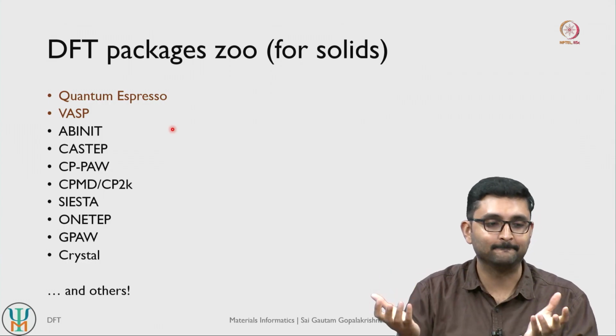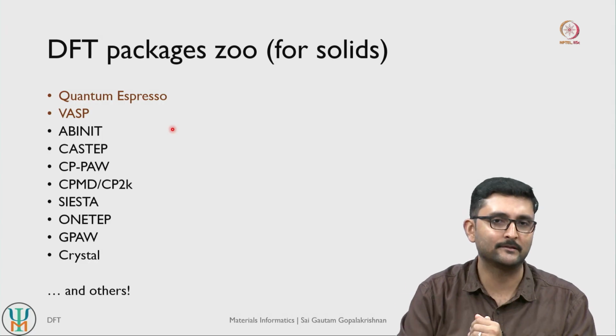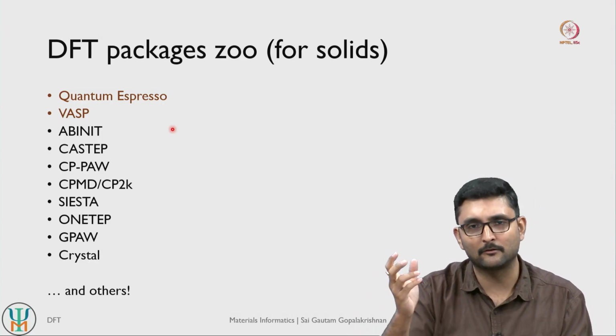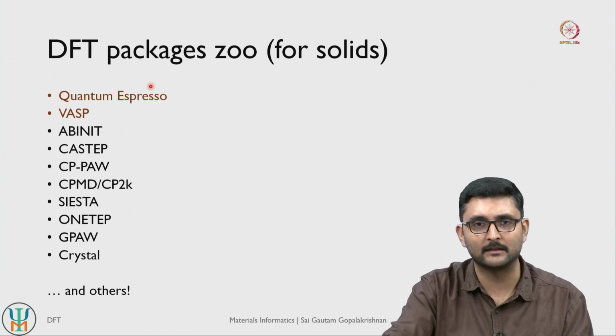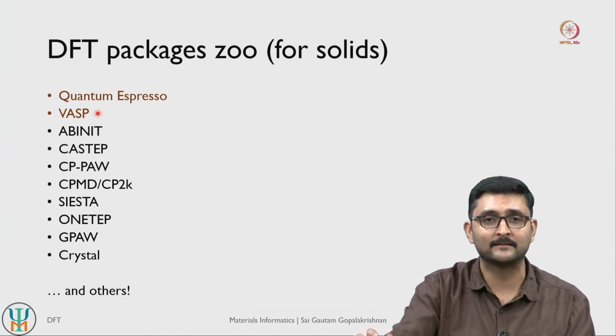So make an evaluation of those strengths and biases and see which package you want to use. But a good place to always start is, if you do not have a license, start with Quantum Espresso. If you have a VASP license, start with VASP.